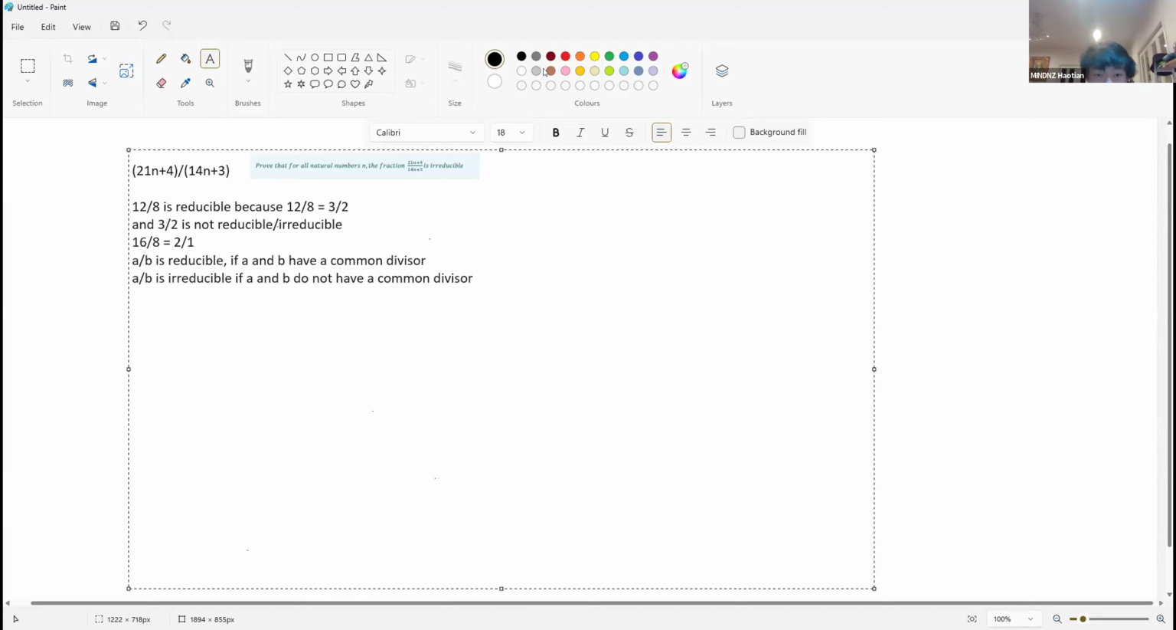Yep, that's correct. Thank you for your help, everyone. This is a really tricky problem, so it's amazing that you got that far, and I can't get that far, so I'm very grateful for your help. So we want GCD of 21n plus 4 and 14n plus 3 to be 1. This is where it's a bit tricky.